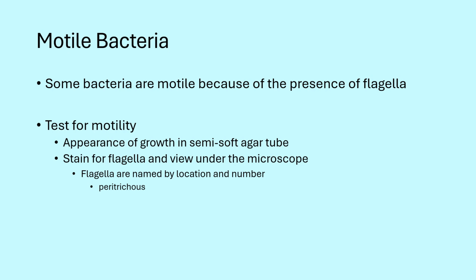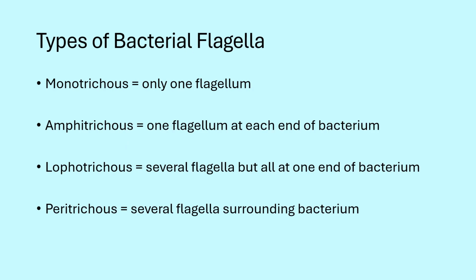Another way you could do is to do a stain for flagella. You stain your specimen by placing the specimen on a microscope slide. You add the stain, and you're going to view it. It can be a little tricky to do the staining, but it is possible. So how do you identify or classify the bacteria if they do have flagella?